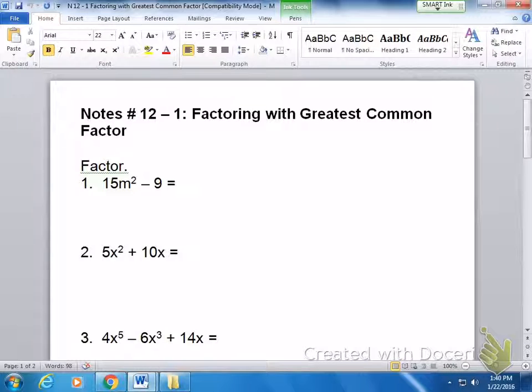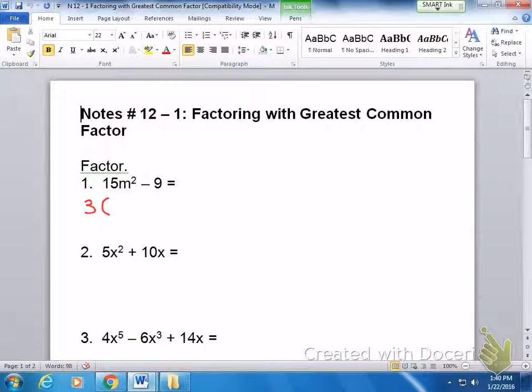So let's move over to number 1. I have 15m squared minus 9. First I want to look at my numbers and think, what's the biggest number I could take out of both? Well, 15 and 9, some numbers that go into both. Well, 1 would, that doesn't help us. 3 would, and there's really no other numbers that would work. So I'm going to write 3 out here. Next we'd look at the variables. But since both of them don't have the same variable, we can't take any out.